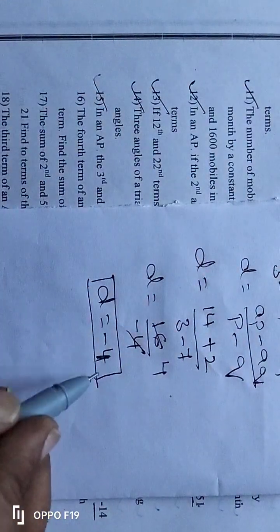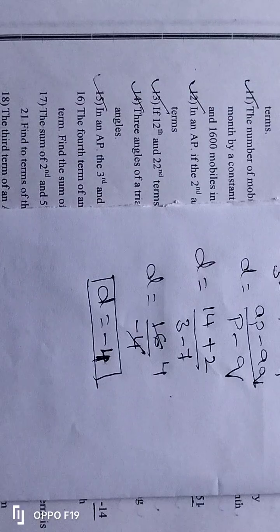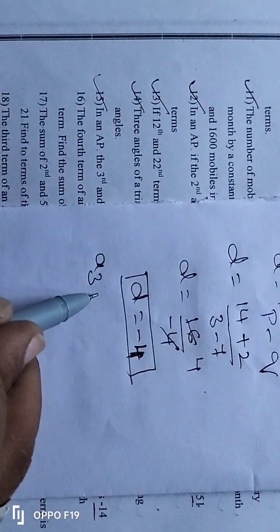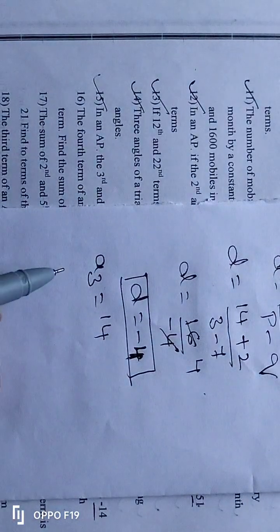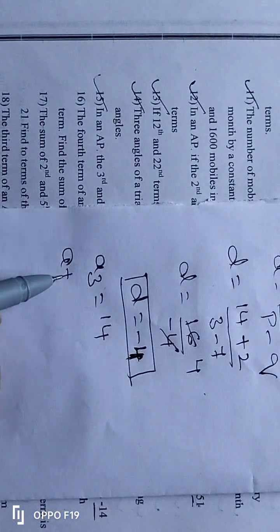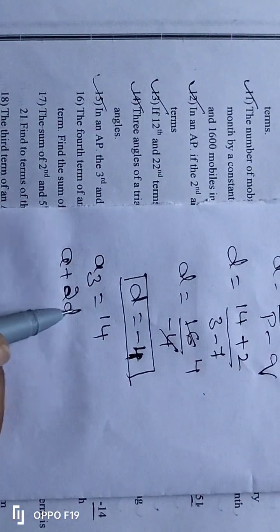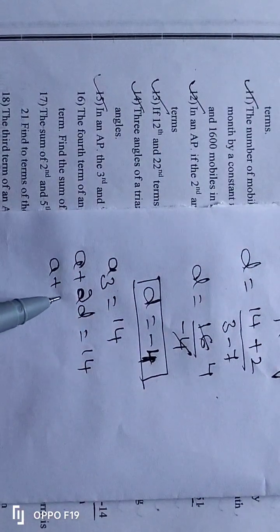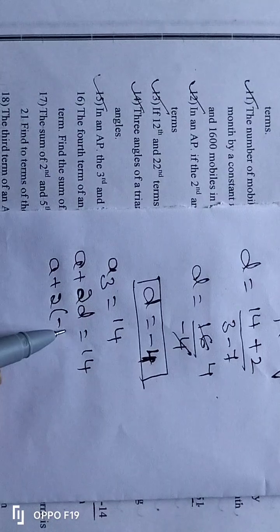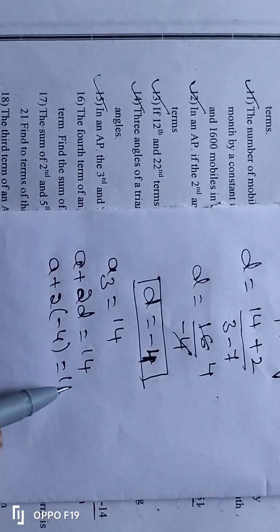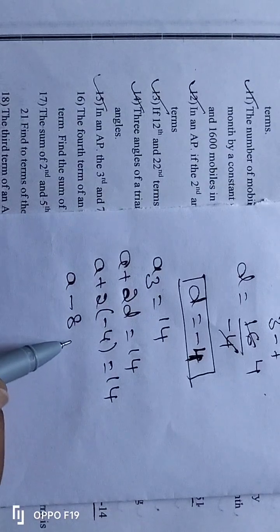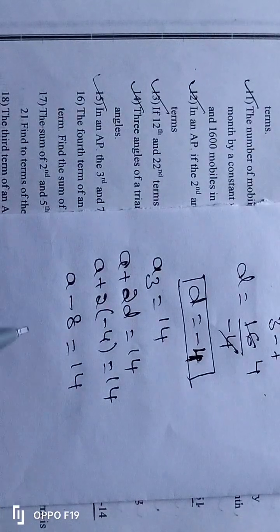After getting the value of D as minus 4, now let us find out the value of A. So what has he given? The third term is equal to 14. So the third term can be written as A plus 2D is equal to 14. So A plus 2 into, what is D? Minus 4, is equal to 14. A plus into minus is minus. 2 4s are 8, is equal to 14.